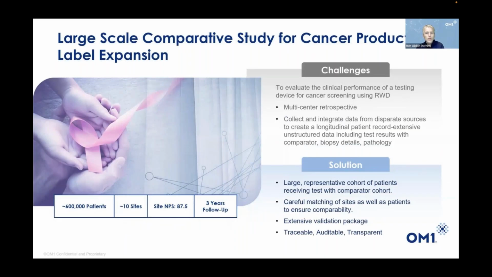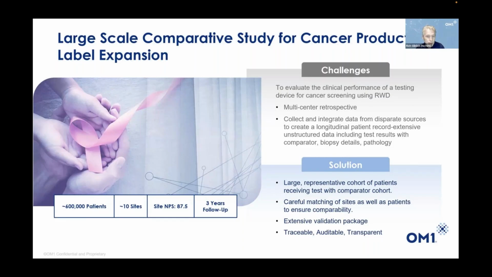Very different and much larger study is a program that we've undertaken for a large-scale comparative study for a cancer product for its label expansion. In this case, we're leveraging data from over 600,000 patients, in this case collected retrospectively for a product that was in use, but seeking a new label indication from about 10 sites.